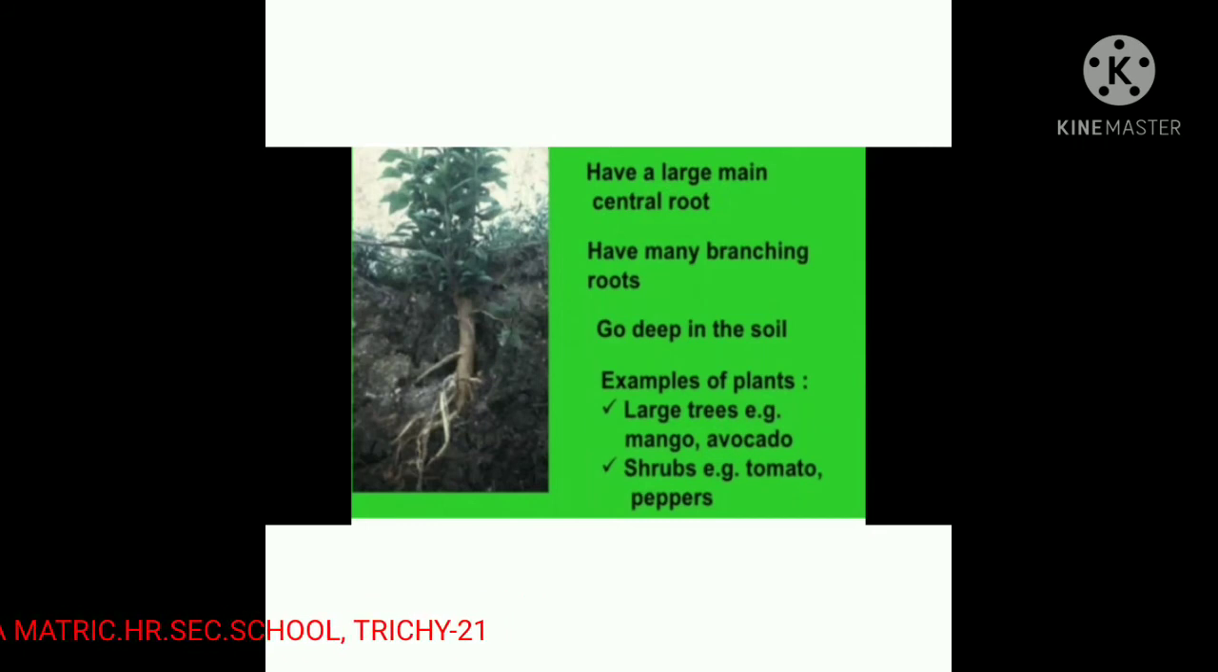In the taproot system, there is a large main central root. They have many branching roots. It will go deep into the soil. Examples of plants: large trees, for example mango, avocado. Shrubs, examples tomato and peppers.